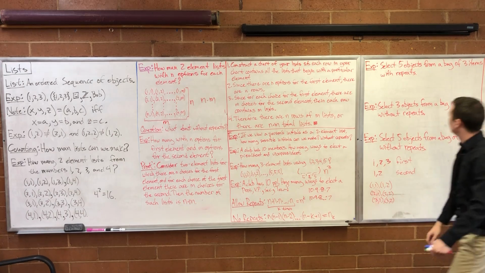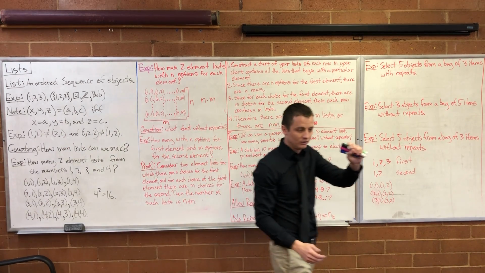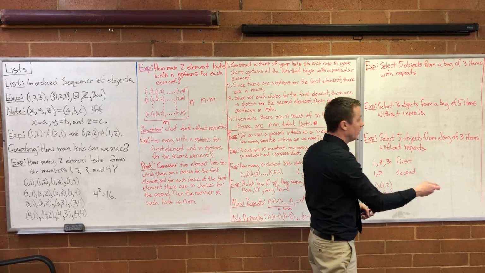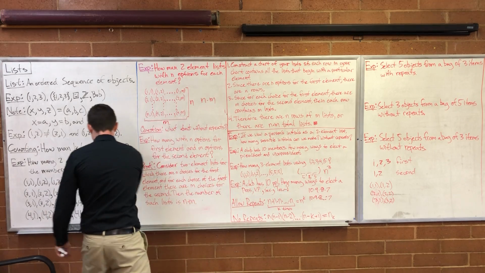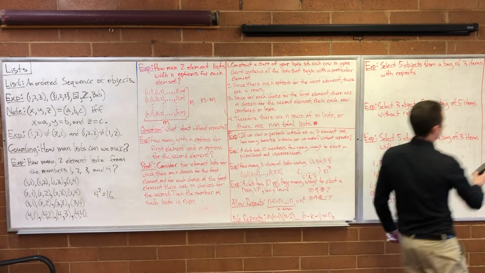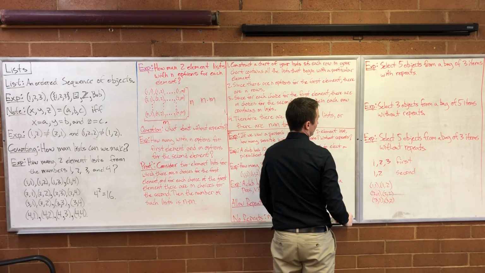This time we're switching it up a little. This time we have a bag with 5 markers in it, and we're going to choose 3 of them without repeats. So once I pull it out, I can't put it back in. I guess we're off the screen there. I shouldn't write over there. I need to write over here.